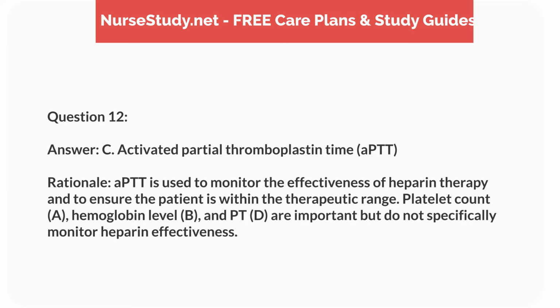Answer C. Activated partial thromboplastin time, APTT. Rationale: APTT is used to monitor the effectiveness of heparin therapy and to ensure the patient is within the therapeutic range. Platelet count, A, hemoglobin level, B, and PT, D, are important but do not specifically monitor heparin effectiveness.